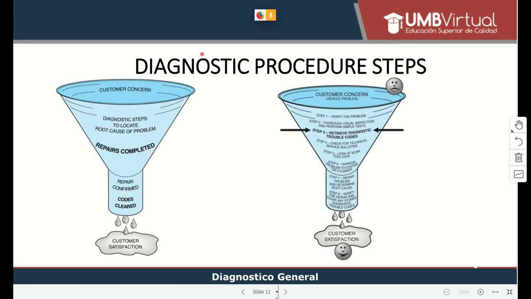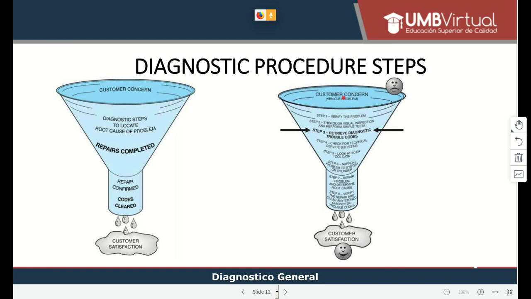And here we have just part of the summary. We have a customer concern, diagnostics to locate the cause of the problem, repairs completed, repair confirmed, and clear. When we talk about clear, I mean the DTCs, the diagnostic trouble codes that we can find, and the customer satisfaction. Here we have a little bit more detail. This is the same as right here, but more detailed.